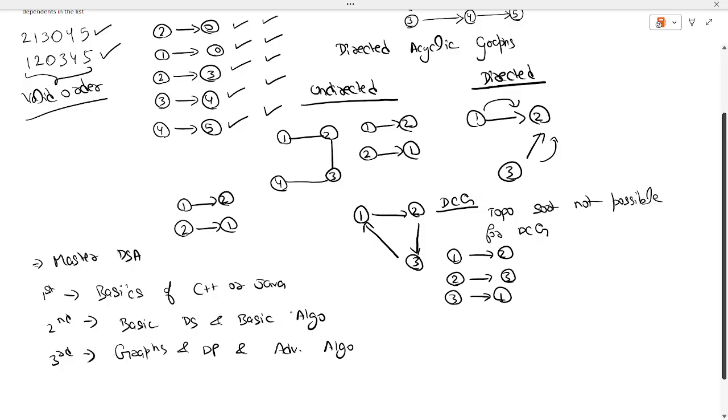First, you need to understand the basics of a programming language. Then you will have to understand the basics of data structures, and you need to understand some basic topics like recursion. Only then you can learn about graphs and DP. So it follows a systematic structure, a step-by-step process. These are some conditions where topological sorting is used.